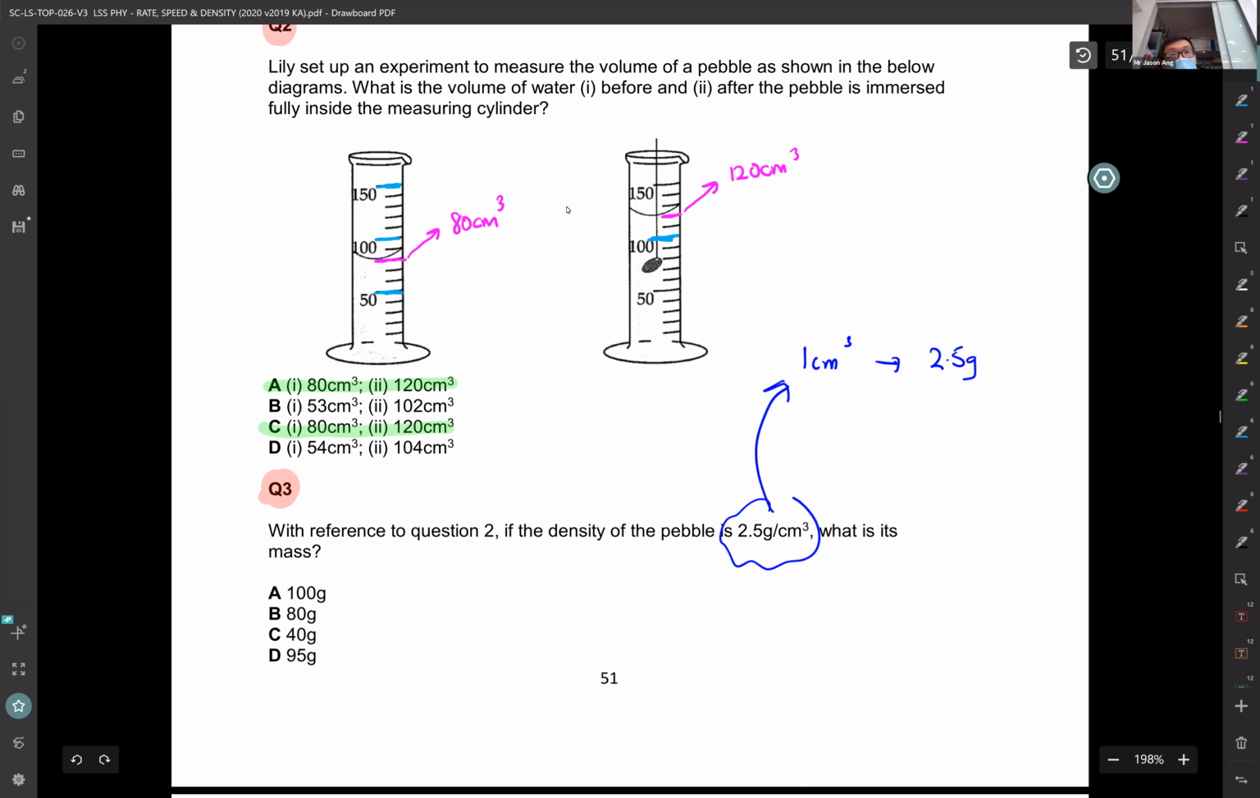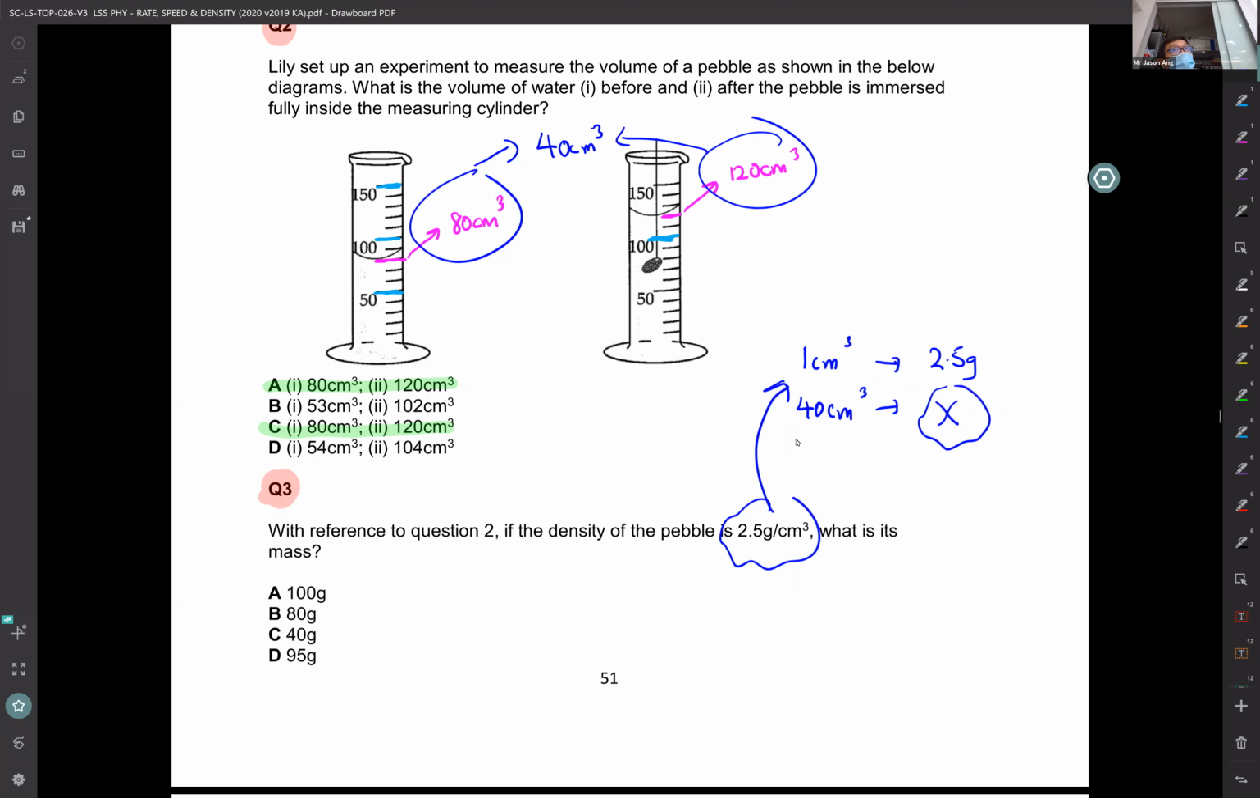And what is the volume of the pebble? You see, the pebble, the difference, right? The difference is 40 cm cube. This is the volume of the pebble. So if you know the volume of the pebble is 40, are you able to find out what is this unknown number? You can do basic mathematics, right? If 1 cm cube is 2.5, then 40 will be 40 times 2.5. And that will give you the answer to be 100. Understand how to do this?